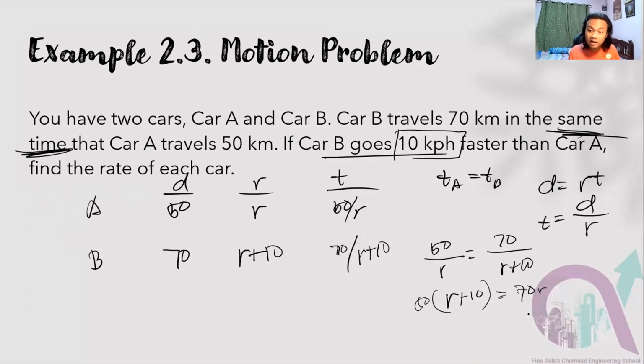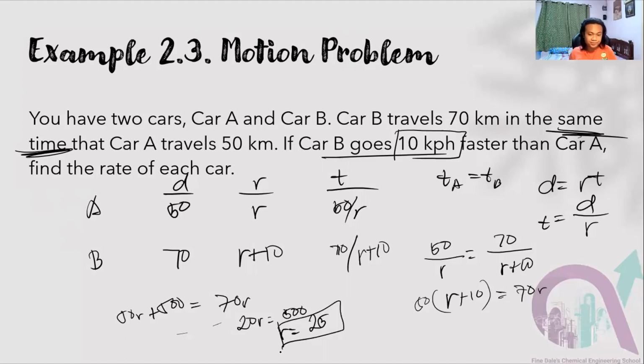We have 70r, so 50r plus 500 is equal to 70r. Move the terms, so you have 20r equals 500. Then divide both sides by 20, and you have 25. So the rate of car A is 25 kilometers per hour, and car B is 35 kph. Don't forget the unit.